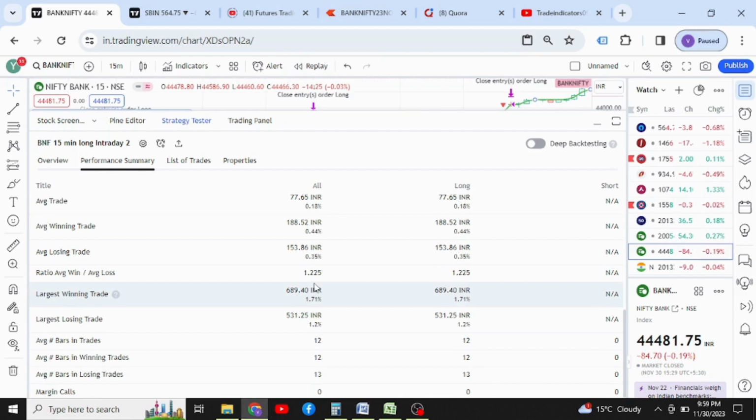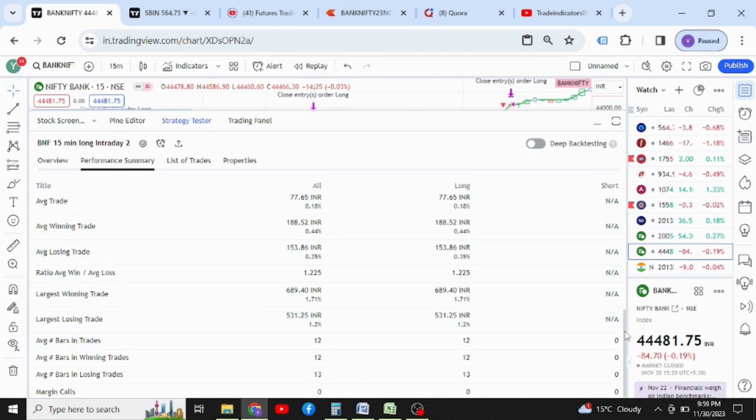Had it gone below 1 also, it would have still been profitable, the reason being that the number of winning trades versus the number of losing trades is double, like 34 to 70, somewhere that way. So if it comes to 0.9 also, it would still have been profitable. Largest winning trade is this much, and largest losing trade is 531. This was the last one, somewhere around 5-7 a week before, which has happened. So this is the thing.